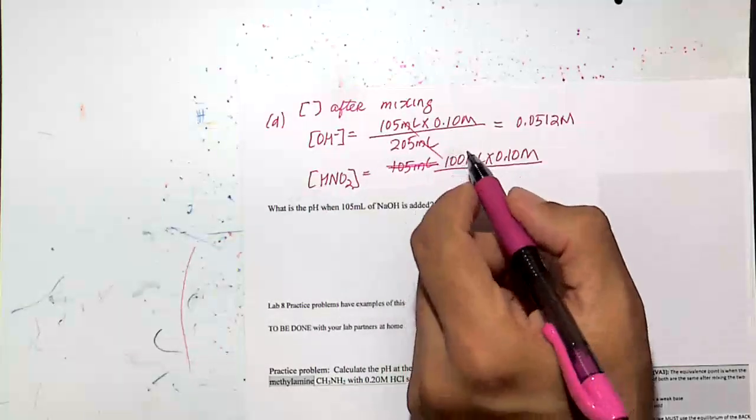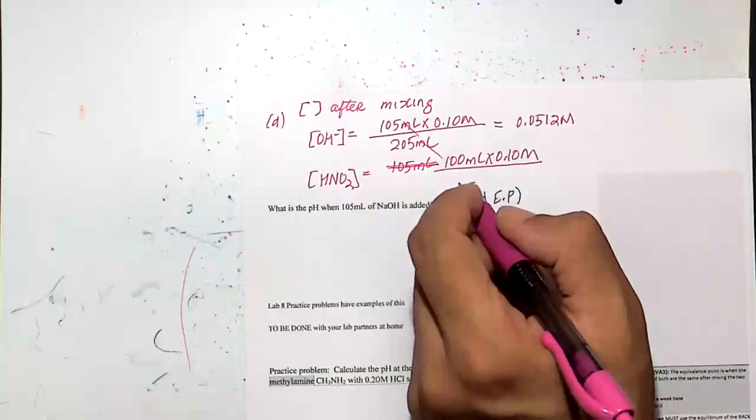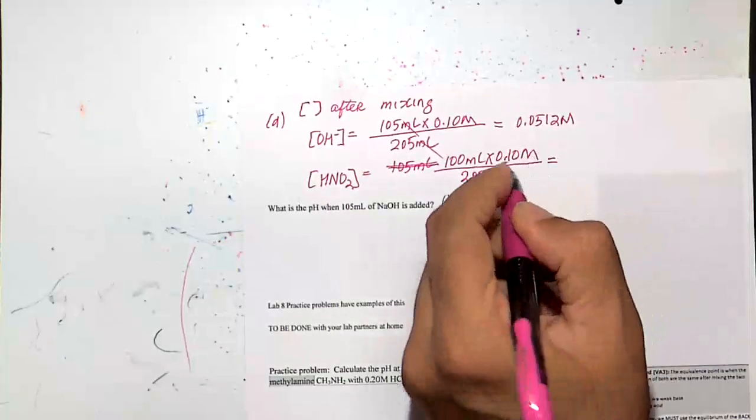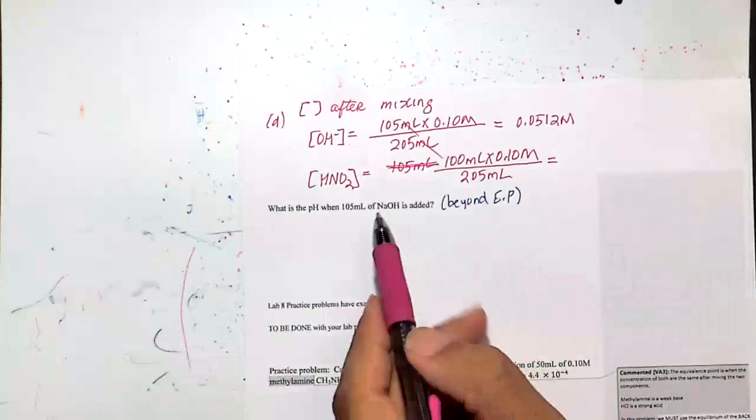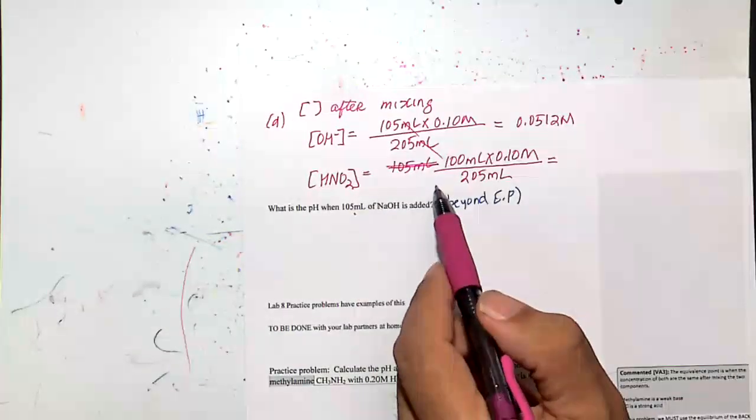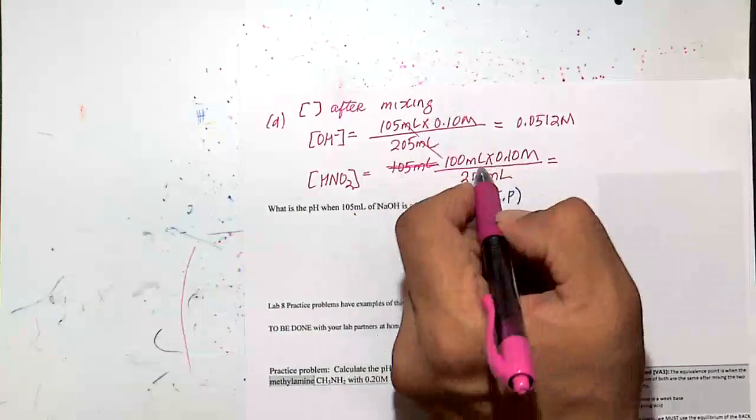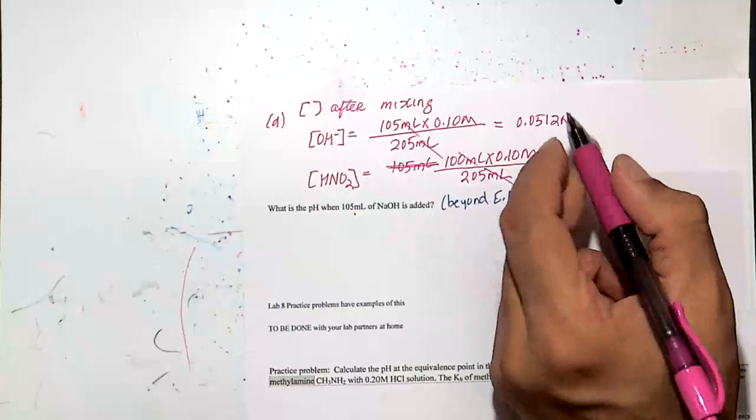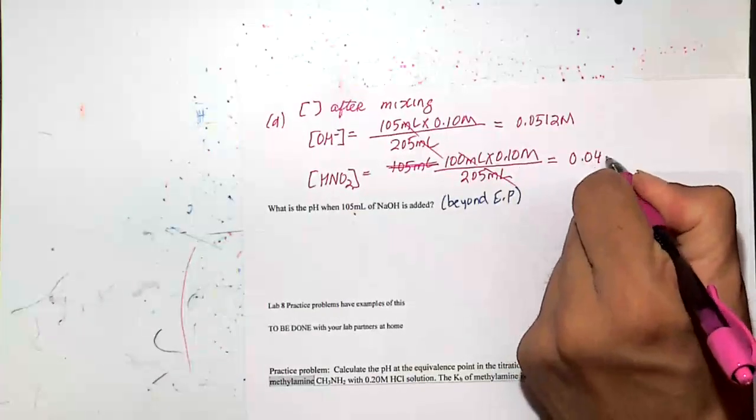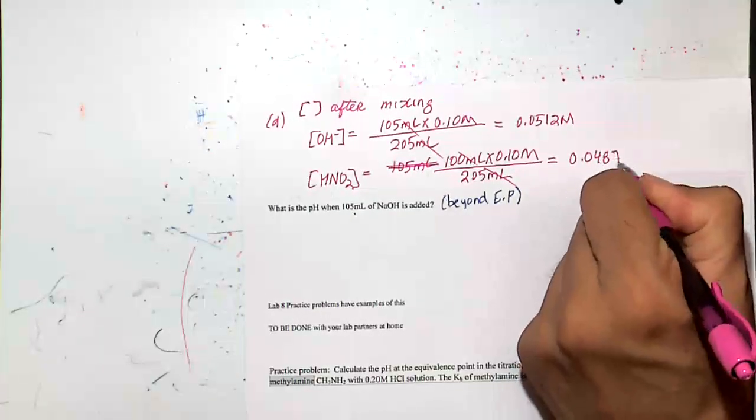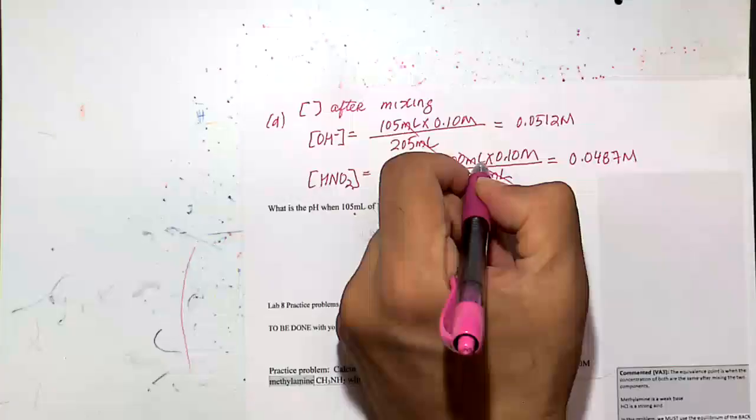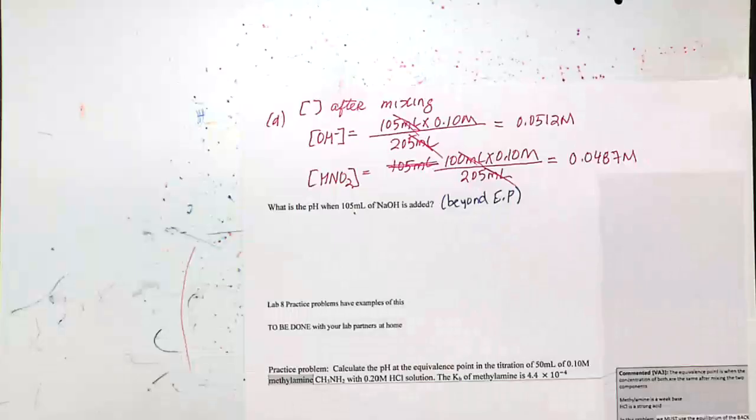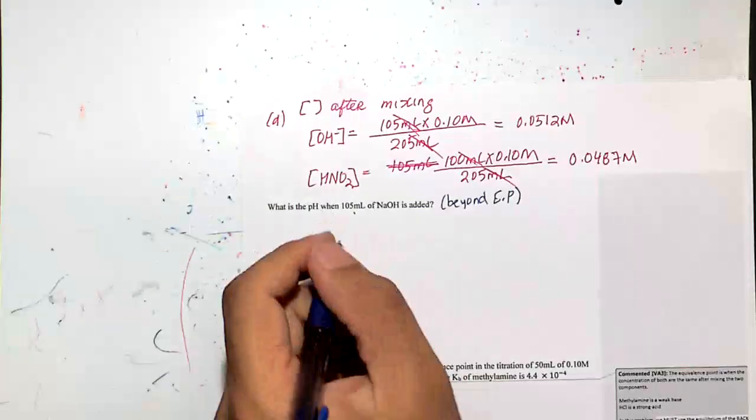What's our total volume? Say that again. 205. Okay, 205. We add 105 mLs to 100 mLs of HNO2. So 100 times 0.1 divided by 205 is 0.0487 big M. The mLs cancel, leaving us with capital M, moles over liter.